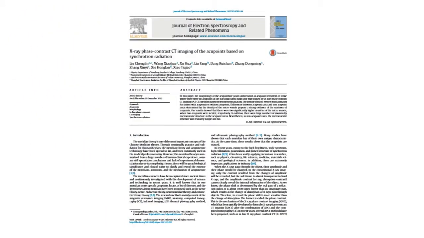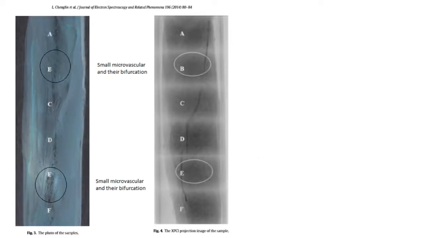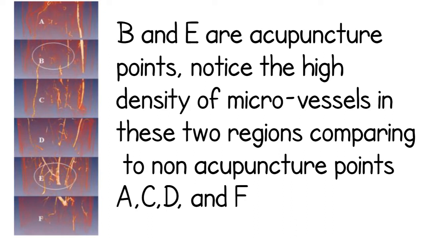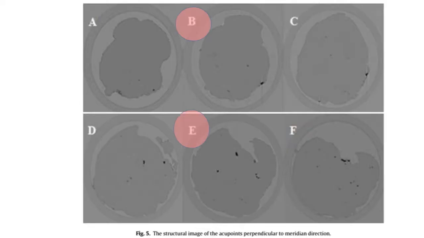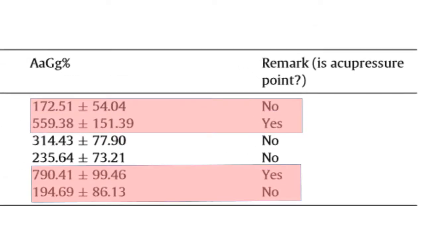In a study published in the journal Spectroscopy and Related Phenomena, researchers used contrast CT imaging with radiation on both non-acupuncture points and acupuncture points in a rabbit limb. The CT scans revealed clear distinctions between the blood vessels where two acupuncture points were located in comparison to blood vessels where no acupuncture points were located. The blood vessels with acupuncture points had significantly higher densities of microvessels, whereas in non-acupuncture points, the microvascular structure was relatively simple and flat. Of course, this hypothesis that areas containing acupuncture points have a higher density of microvessels needs further research, but it provides a starting point for research into possible proof of acupoints.